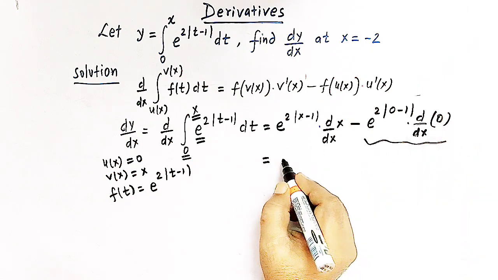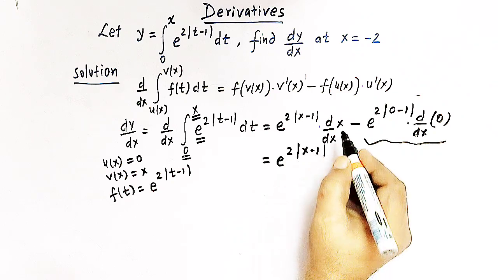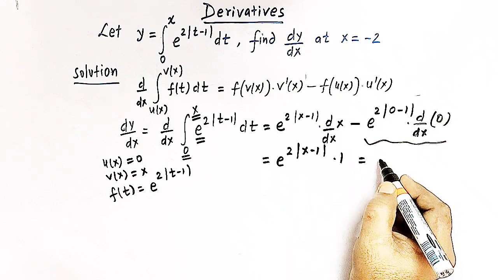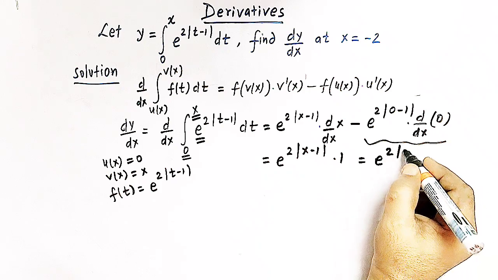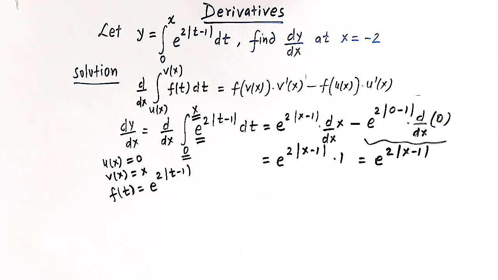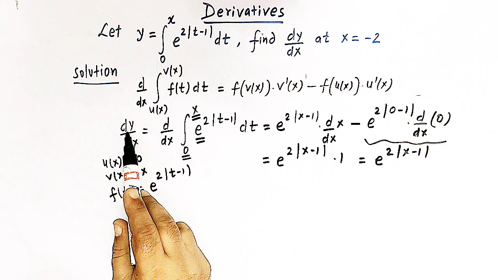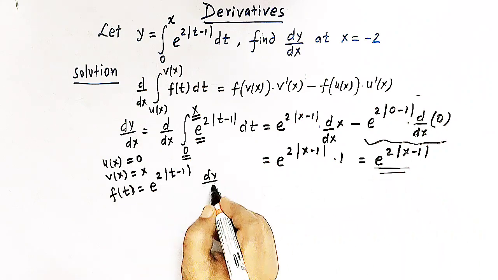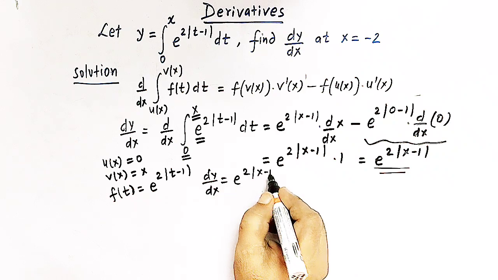So now we have simply e raised to 2 times mod of x minus 1, and the derivative of x with respect to x is 1. So we are now left with e raised to 2 times mod of x minus 1. The derivative of this function y, that is dy over dx, is given by this quantity. So we can write dy over dx is equal to e raised to 2 times mod of x minus 1.